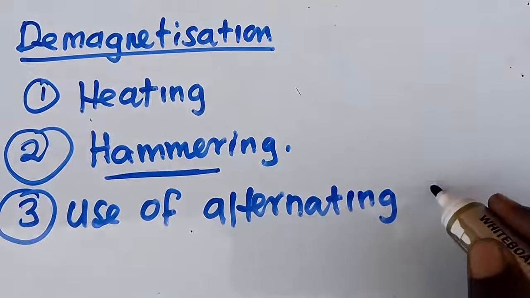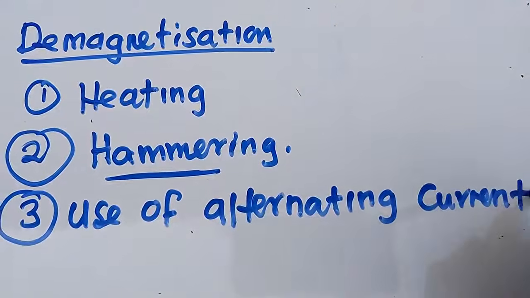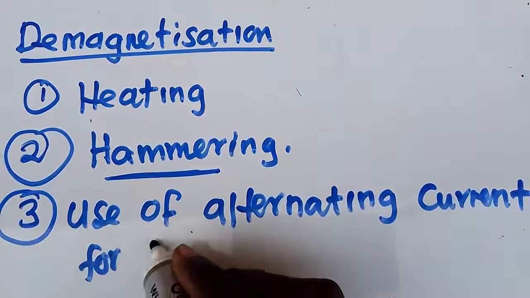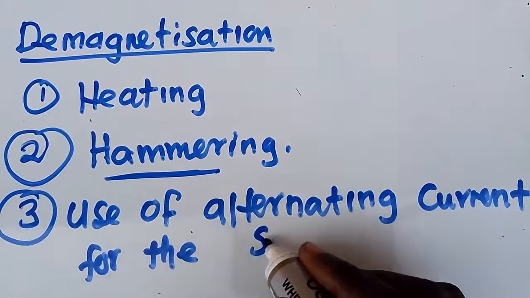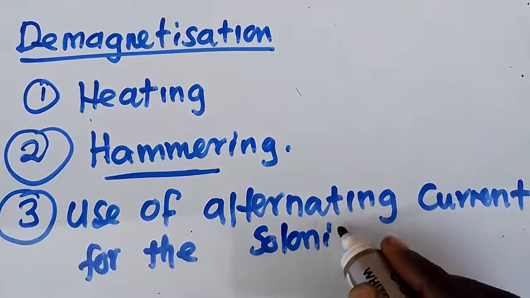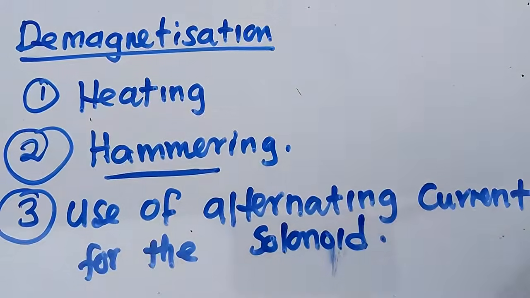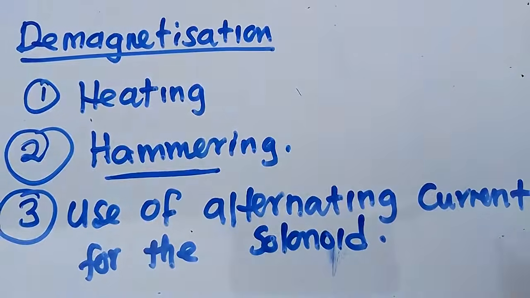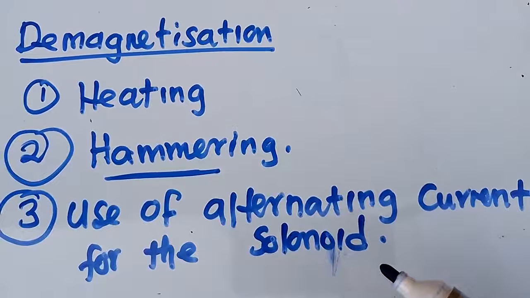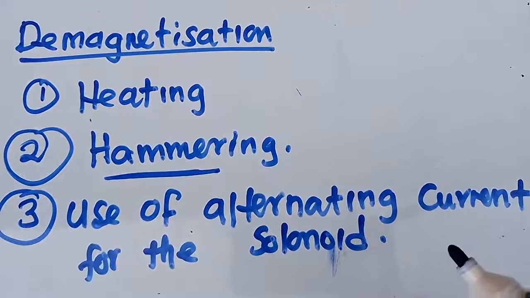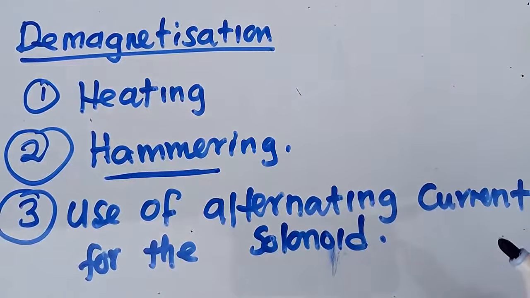Use of alternating current for the solenoid. This is what we are talking about. When I told you that we use what? We should use direct current. That one that we talked about, the electric solenoid, the electric method, it should be direct current.